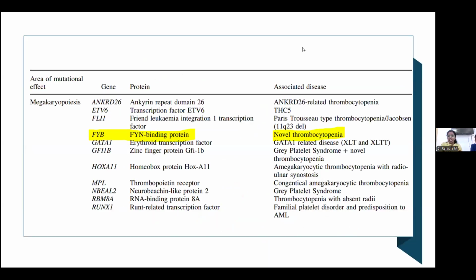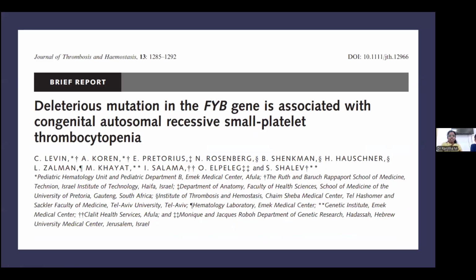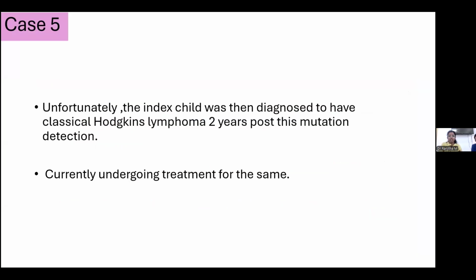And this slide emphasizes that this is one of the novel thrombocytopenia mutations that has been discovered in the last decade. And this is one brief report which shows the deleterious mutation in the FIB1 gene, which is associated with congenital autosomal recessive small platelet thrombocytopenia.